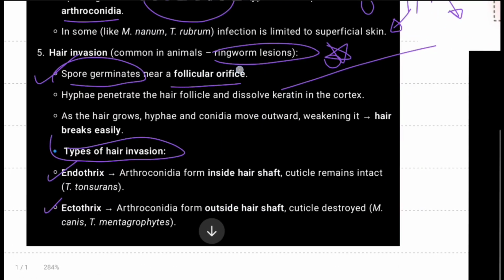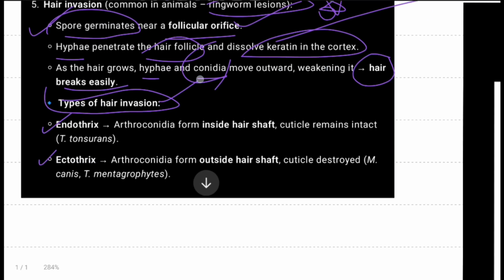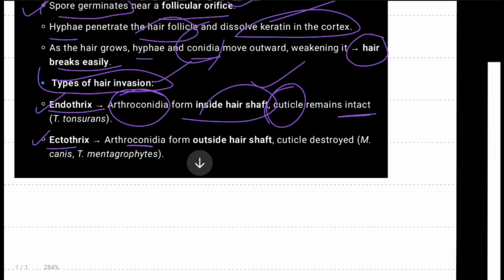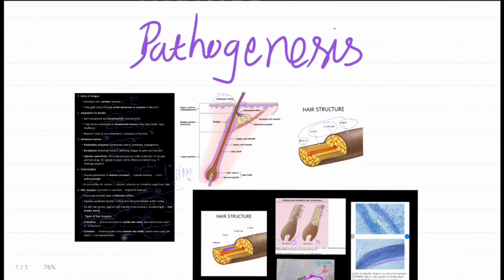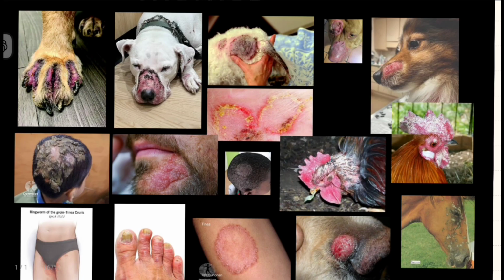The spore germinates near the follicular orifice, then the hypha penetrates the hair follicle and dissolves the keratin in the cortex, which makes a space for the growth of hypha and the production of spores, that is, conidia. This weakens the hair so it breaks easily. Then there are two types of hair invasion. One is endothrix, where arthroconidia form inside the hair shaft and the hair cuticle remains intact. But in the case of ectothrix, arthroconidia form outside the hair shaft, where the cuticle is destroyed. So this is about the pathogenesis of dermatophytosis. Now we will study the different symptoms and the characteristic lesions of dermatophytosis.